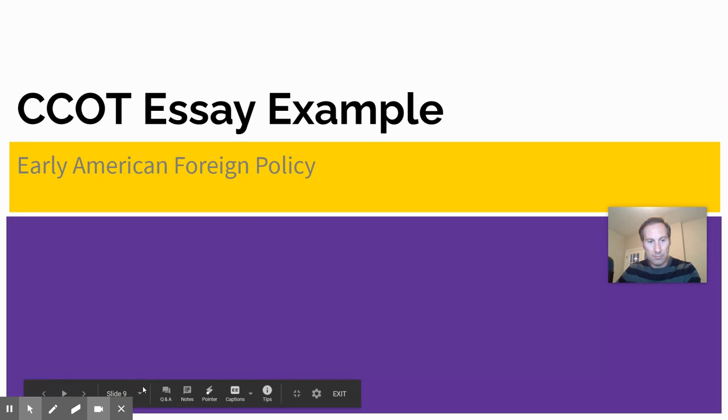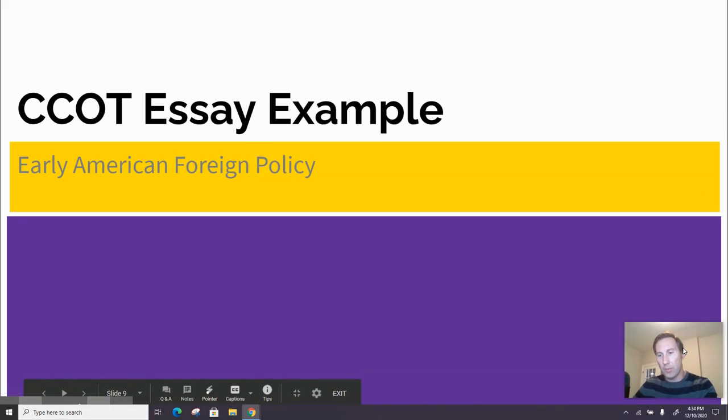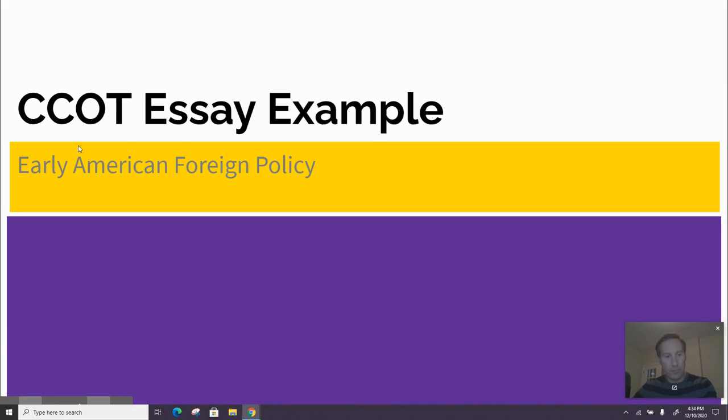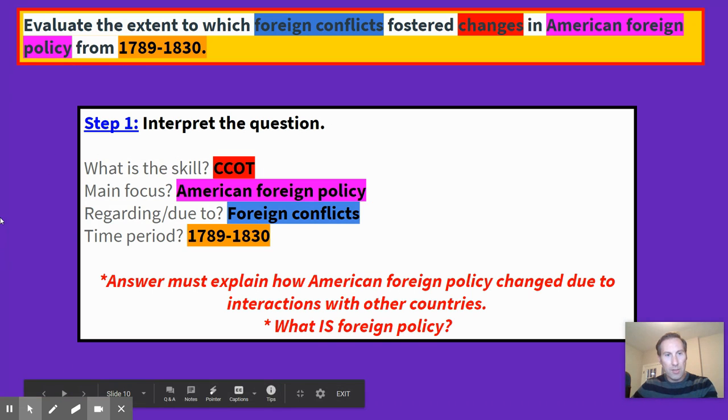So let's keep going. What we're going to do next is walk you through how to write a full essay using continuity and change over time. I'm going to look at an essay prompt that we've done before. Okay, so let's begin. Here's an essay prompt that you guys have had, and this is one on foreign policy.